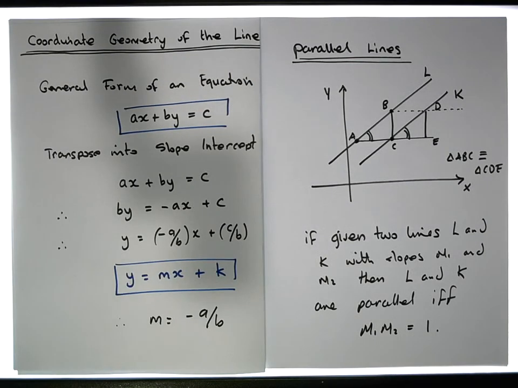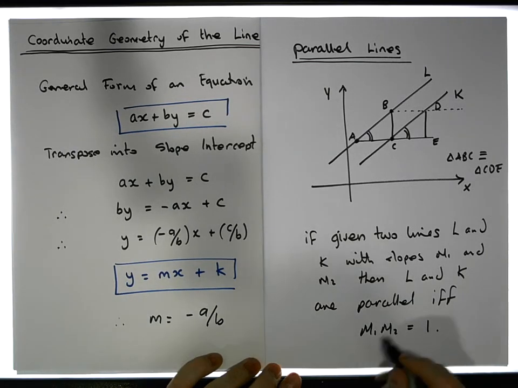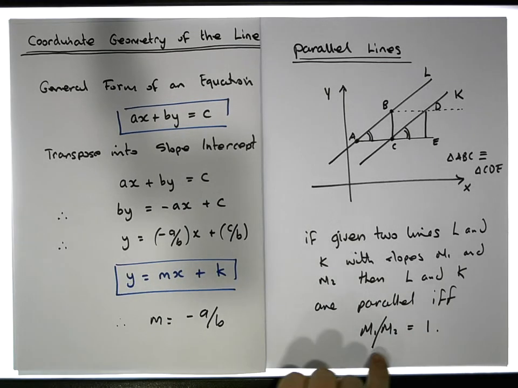So two lines are going to be parallel if the slope of the first one times the slope of the second one is equal to 1. Am I right in saying that? I don't think I'm right in saying that at all. So what we should have is m1 divided by m2 is equal to 1. That's what it would mean for two lines to be parallel. Well, they have the same slope.